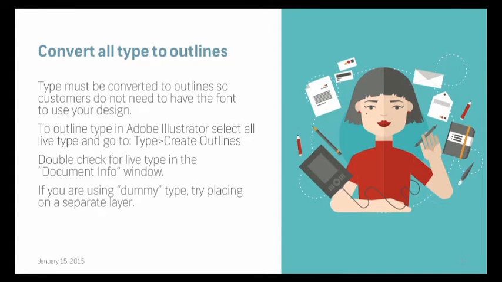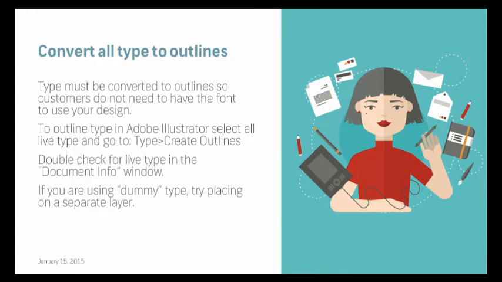Next, you want to be sure to convert all of your type to outlines. This is an essential step because customers are going to be downloading these files, and they're not going to have whatever font you are using in your file. It would probably be great for customers to be able to edit the text, but it's going to mess up your design integrity if you're using text that's defaulting to whatever font they have, like Myriad or whatever Illustrator is going to use. So for that reason, we want to make sure all type is outlined.